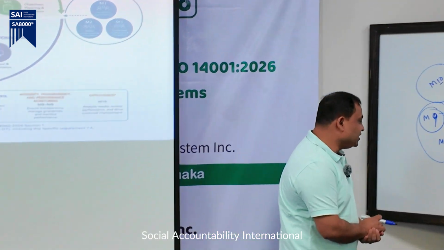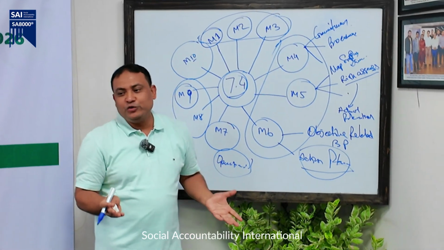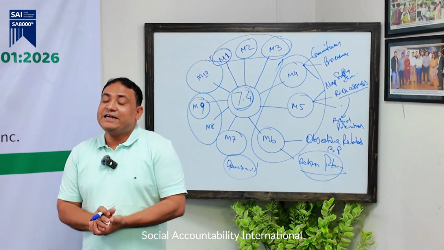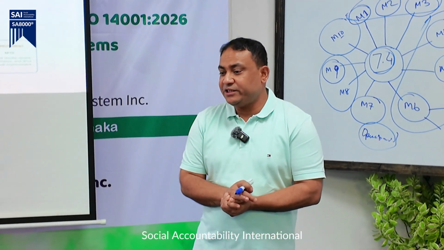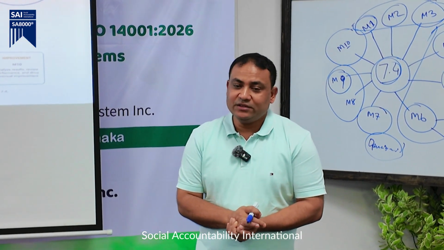Do not forget, this is the management system criteria, but when we are talking about performance, that is obviously the decent work performance criteria, which is required in D1 to D7 of the standard. That's all.